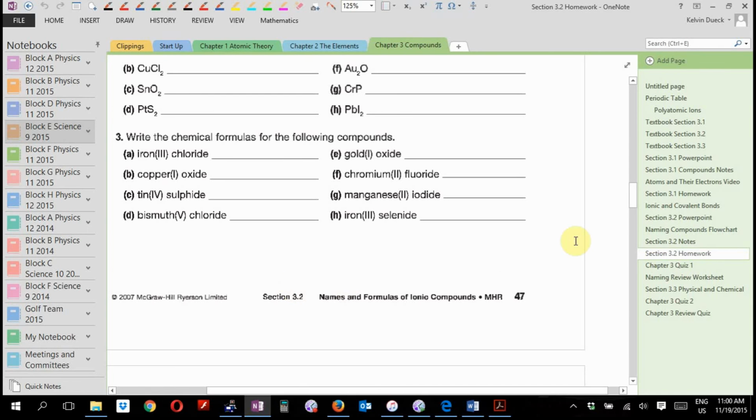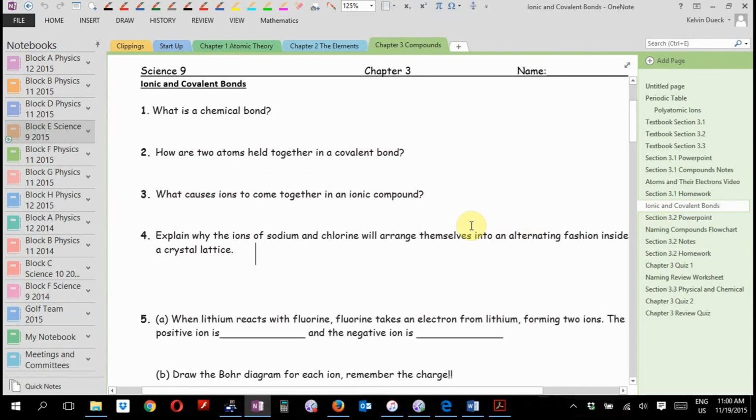If you have the ionic and covalent bonds sheet done, if you want to hand that in today, you can. Otherwise, as far as I'm concerned, this one is due tomorrow. Okay, you got the remainder of class.